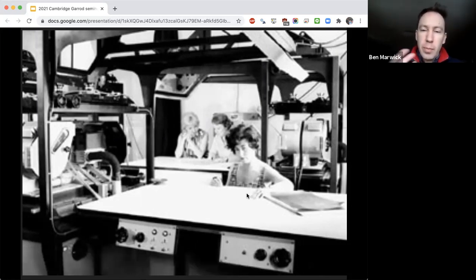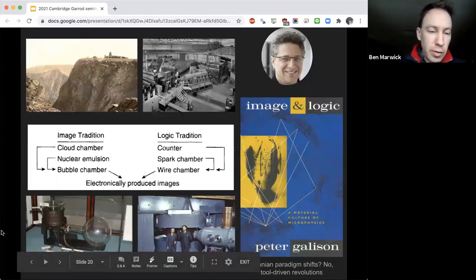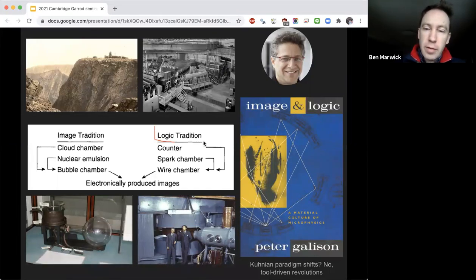It's very much based on a person creating an image and then measuring and interpreting directly off the image. And so the next major breakthrough, according to Galison, the logic tradition, is where the image largely becomes secondary to the process of analysis.